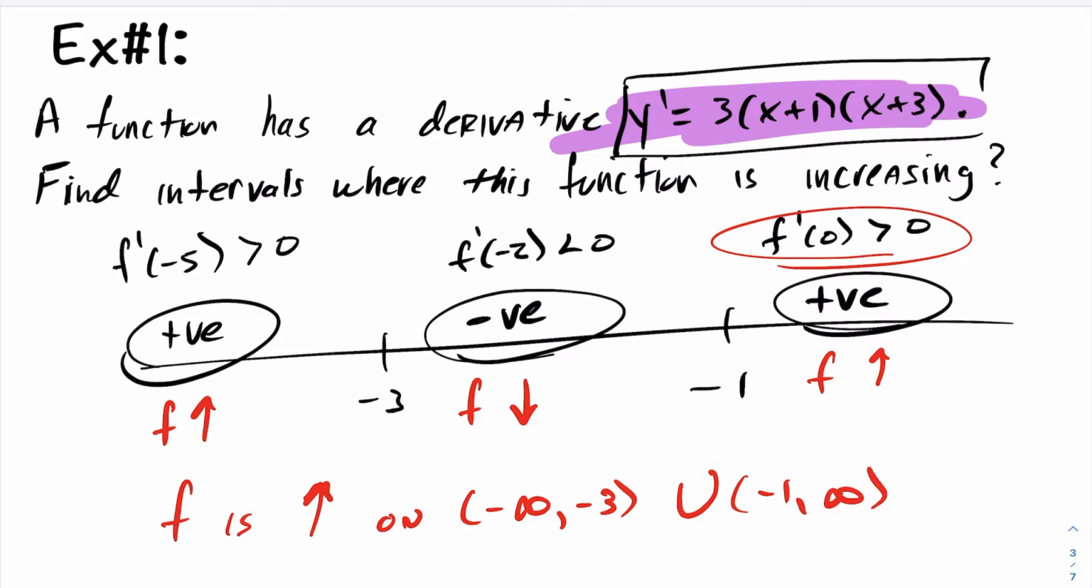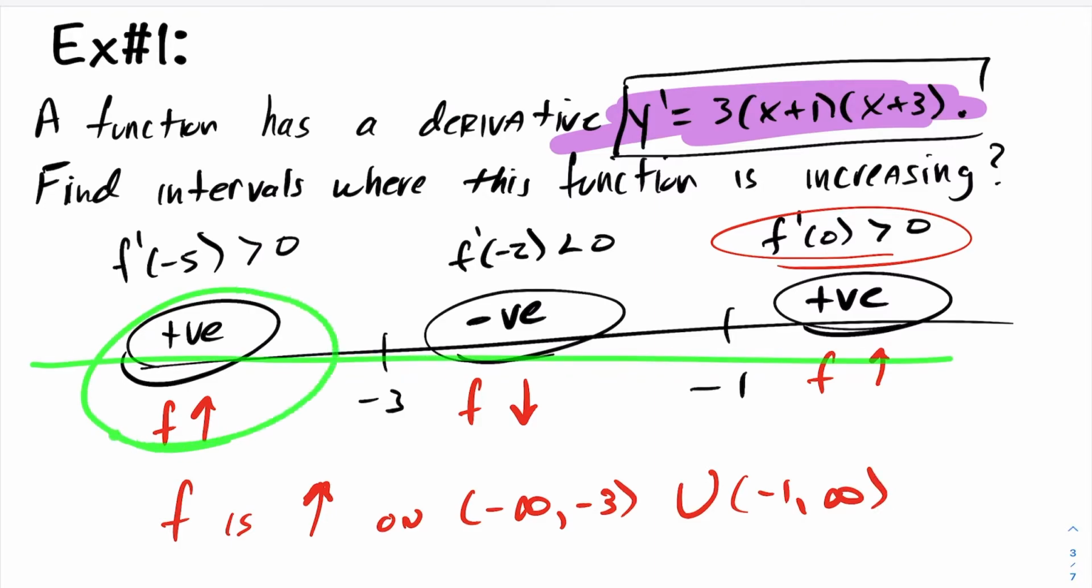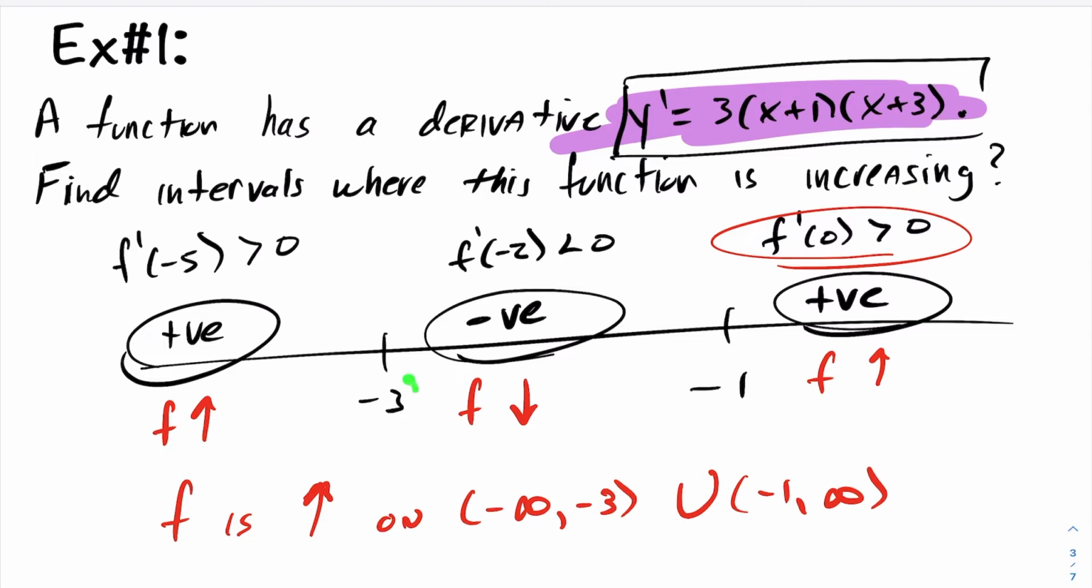So as I read this number line from left to right, we can see we're increasing here. That's going to go from negative infinity to minus 3, and then from minus 1 to positive infinity. Notice here I don't include the endpoints, and this is very important. We have open circles on these values, because at minus 3 and at minus 1, your derivative is actually equal to 0. And because of that, that's when we have a change in direction.